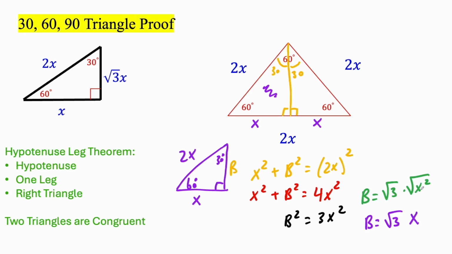And so what we see now is this piece right here is going to be the square root of 3 times x. And so we get it to match: 2x, x, square root of 3 times x. And that's pretty much it for this video.